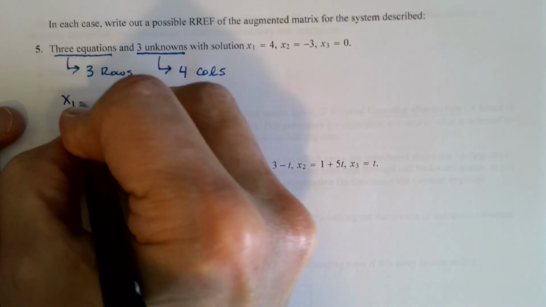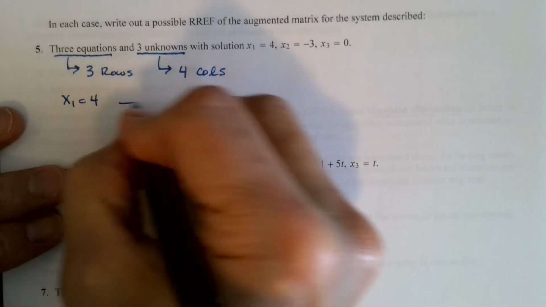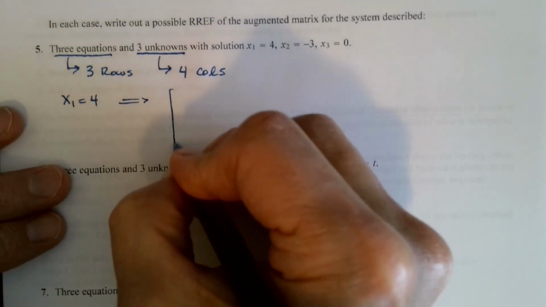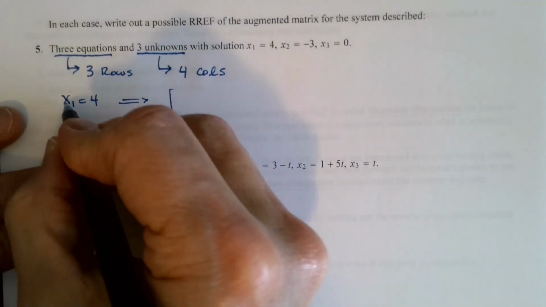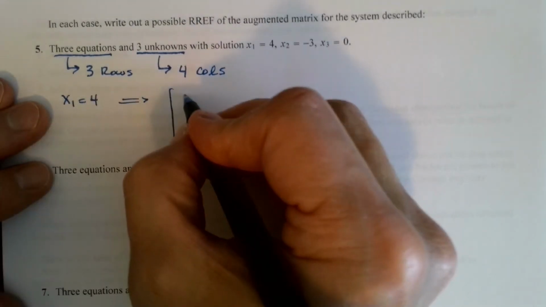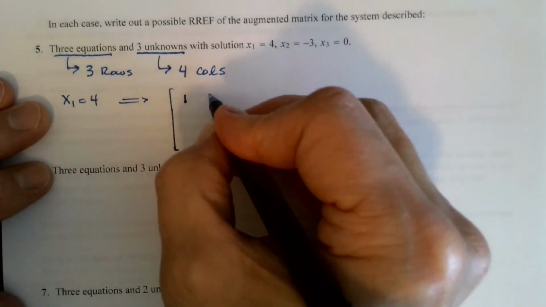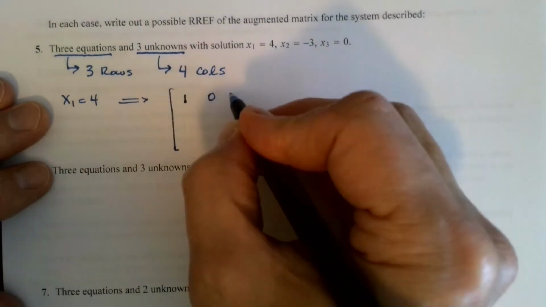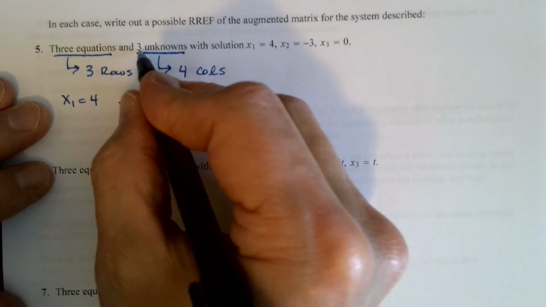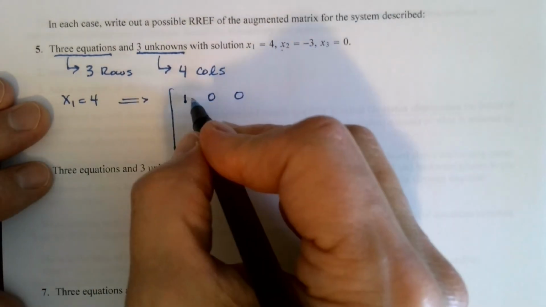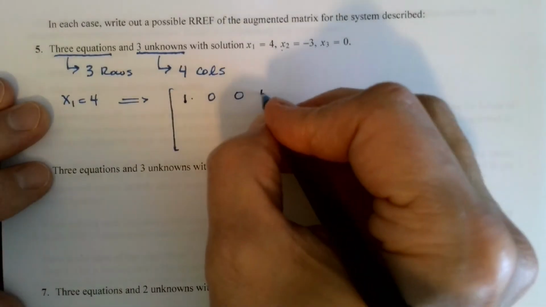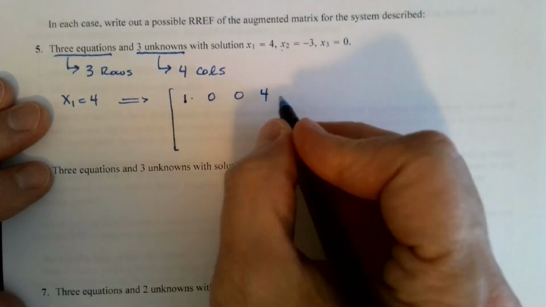I have just one solution, x1 equals 4. So that's going to tell me my first row in my augmented matrix in reduced form will be what? 1 x1. How many x sub 2's? 0. How many x sub 3's? 0. Remember there's 3 unknowns: x sub 1, x sub 2, x sub 3, right? Equals what? Equals 4. There's my first equation, or my first row.